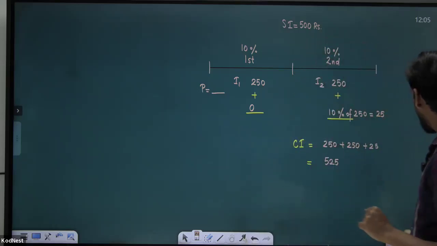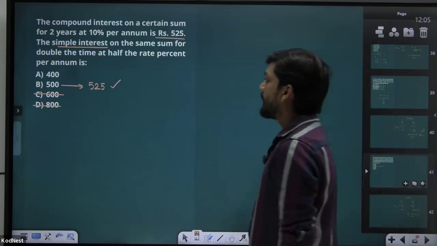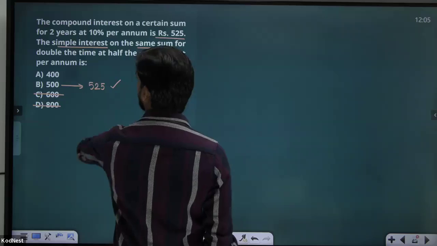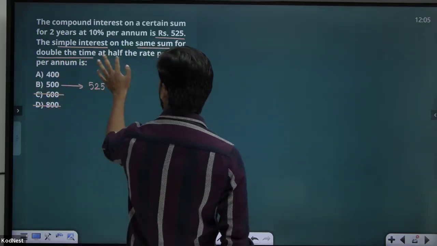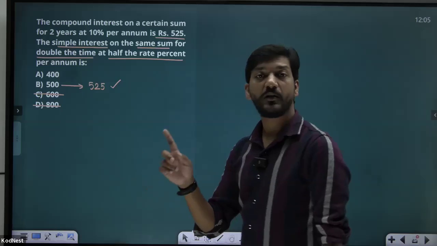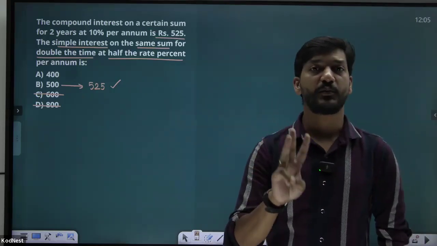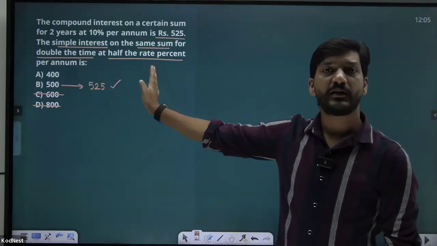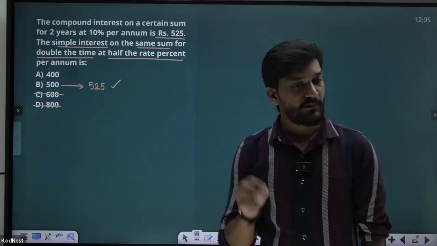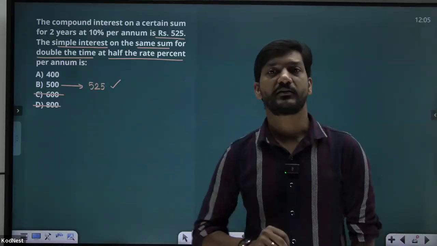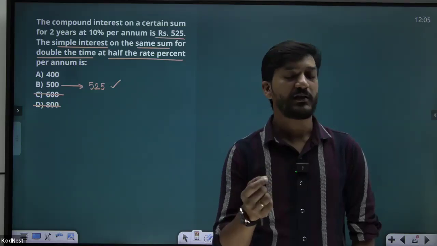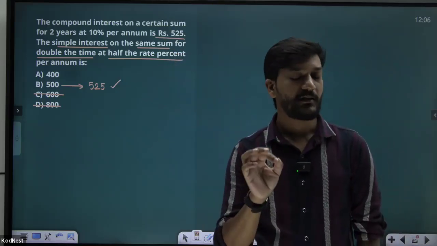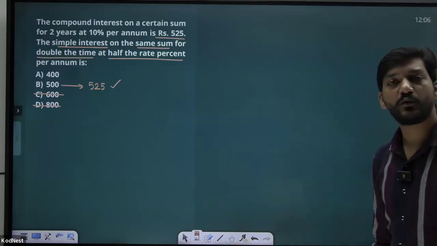There is one homework for you in this question. Even though the conditions are not the same, the principal is the same sum, but time is double and rate is half. Even with all three conditions, principal, rate, and time, the principal is the same, but time is not the same; time is double. Rate is not the same; rate is half. Even then, I will say 500 is the answer. So you have to research why, even though time is double and rate is half, the answer is still the same. Okay, with this, I'm concluding the class.